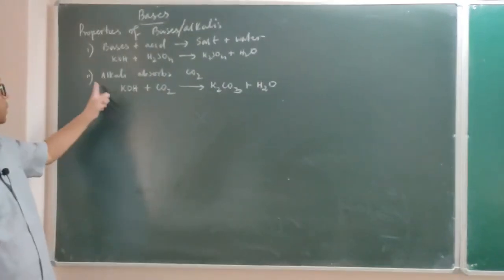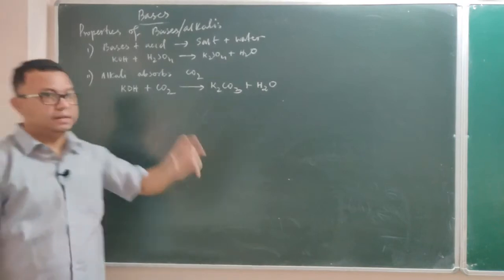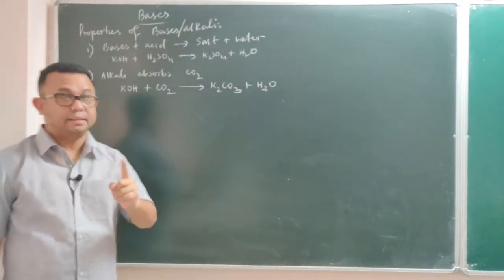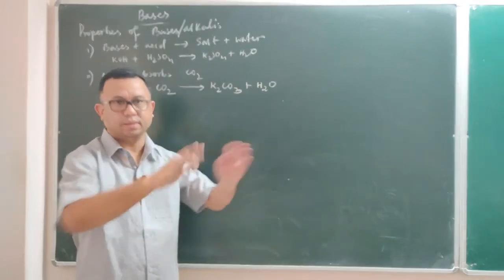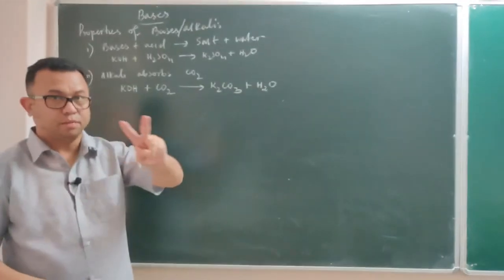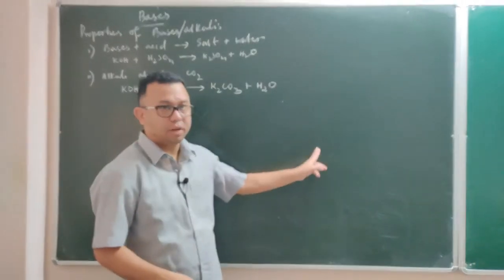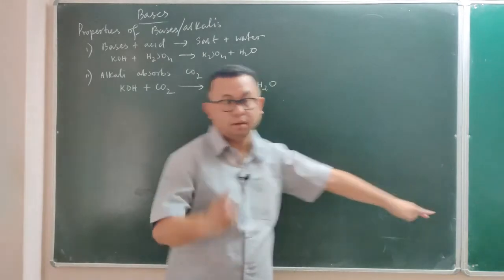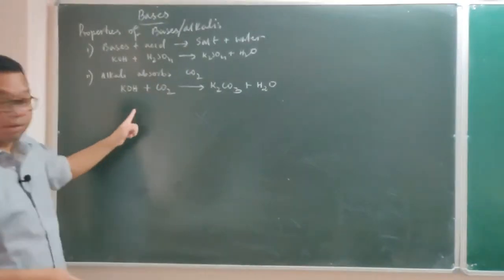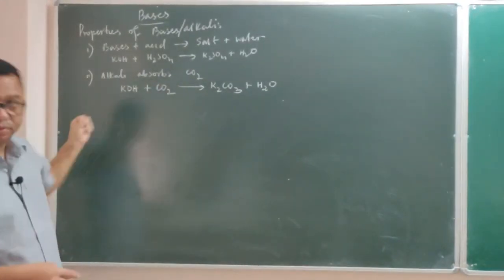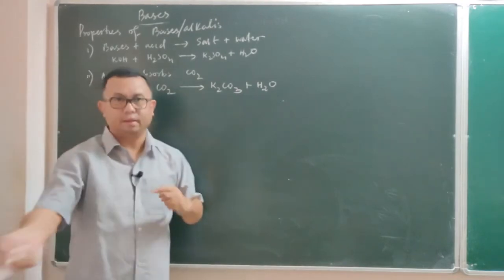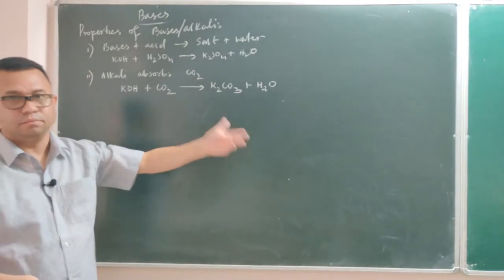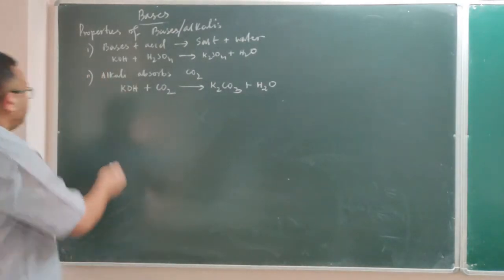So that means the second property of alkali is that alkalis have the tendency to absorb carbon dioxide from the atmosphere. And don't forget, acid has the property of liberating carbon dioxide. You saw that second property of acid when I said acid reacts with carbonate, metallic carbonate and bicarbonate to liberate carbon dioxide. Carbon dioxide was there on the right side. But if you look at base, property of base has carbon dioxide on the left side. It is absorbing carbon dioxide. So there is a difference between liberating and absorbing. So this is absorption. In acid it was liberation of carbon dioxide. So this is what is your second property of alkali.